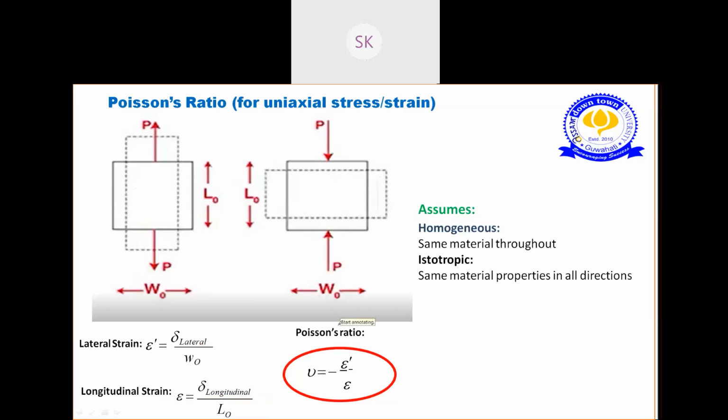So your Poisson's ratio is lateral strain by longitudinal strain, and the sign is given as negative. We assume the material is homogeneous, which means the same material throughout the section. And isotropic is generally said as same material properties in all directions, whether you go in X, Y, or Z, the material property will be the same in all directions.